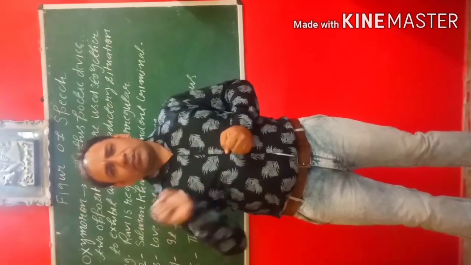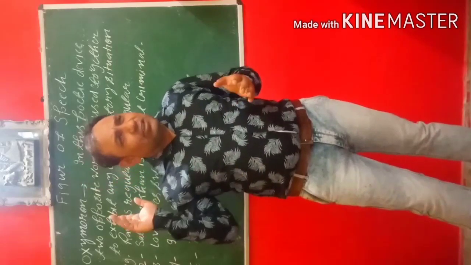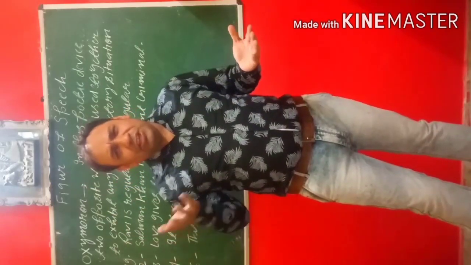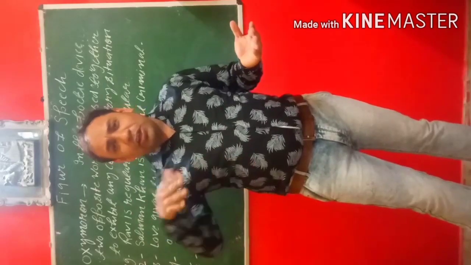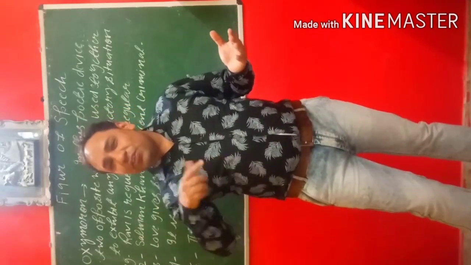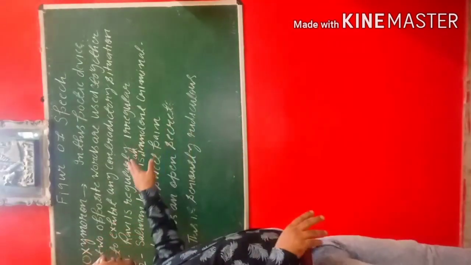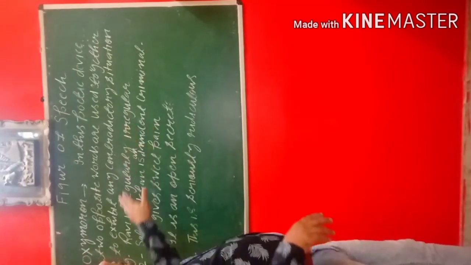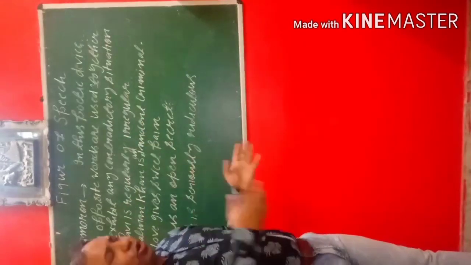Your teacher asks, where is that child? How do you reply? You say, sir, he is regularly irregular. He is regularly irregular. So see, two opposite words are together: regularly irregular. Ravi is regularly irregular. Alright, oxymoron.